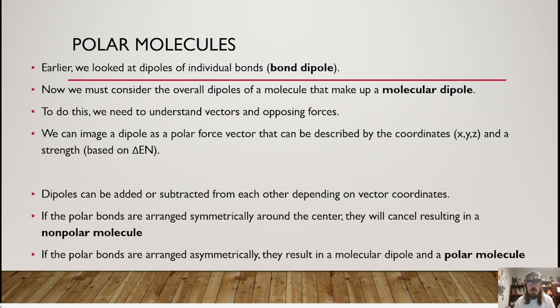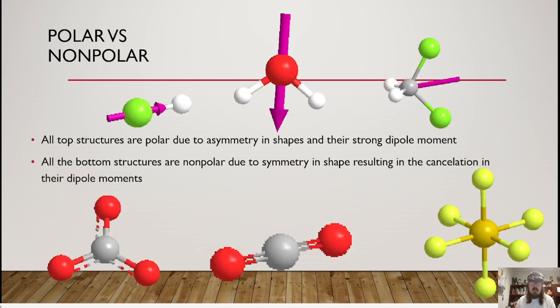Now, if polar bonds are arranged asymmetrically, they will result in a molecular dipole. And if there's a molecular dipole, we call that molecule polar. The examples I have, all the top structures are asymmetric by nature, and so their shape gives them a strong dipole moment. The arrows are pointing towards the positive side.